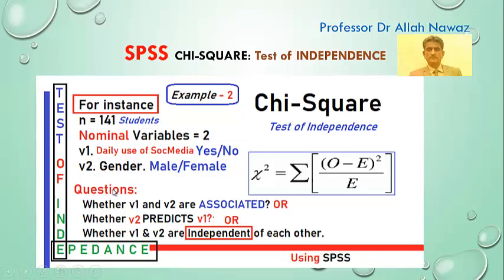And here we can create some questions, and all these questions actually refer to the same thing: whether variable 1 and variable 2 are associated, or whether variable 2 predicts variable 1, or whether variable 1 and variable 2 are independent of each other. So all these refer to whether the 2 variables have some association, some interaction, some relationship. So the test of independence, as we have said before, is the search for any dependence between the two variables.